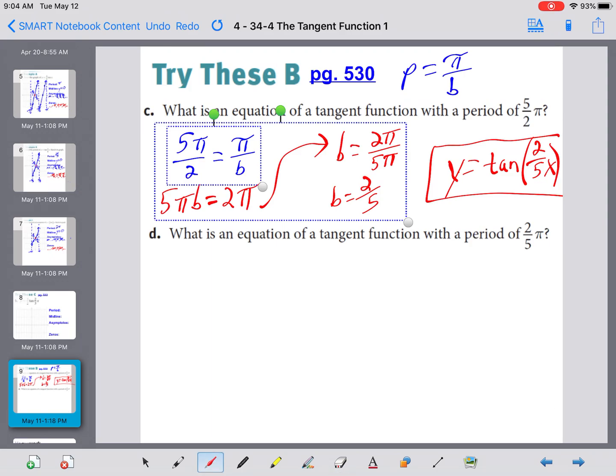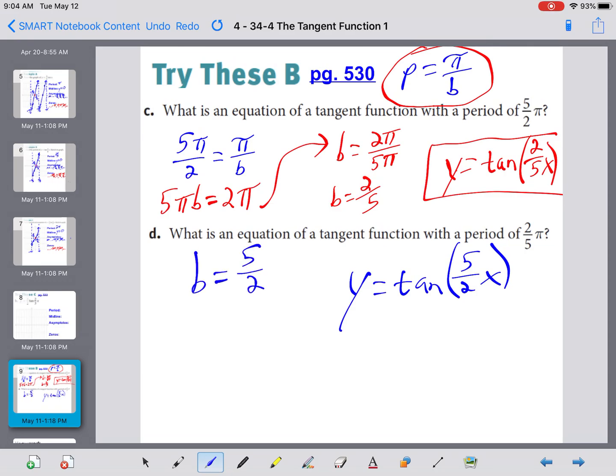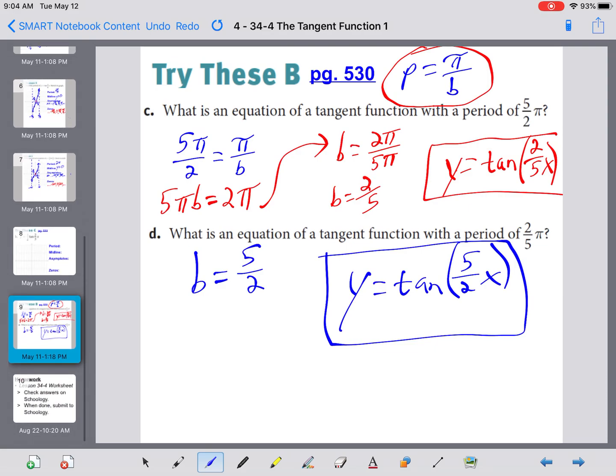All right. So I always do it using this formula, period equals pi over b. There are patterns, but it gets tricky with remembering when to use what pattern, right? Especially when you start throwing sines and cosines in there. You can try this next one if you want. The value you're going to get is y equals tangent of 5 over 2 x. So if you do the same equation and solve for b, you'll get 5/2. Okay? So that's just a good skill. Working backwards, if I give you the period, you should be able to give me the equation.